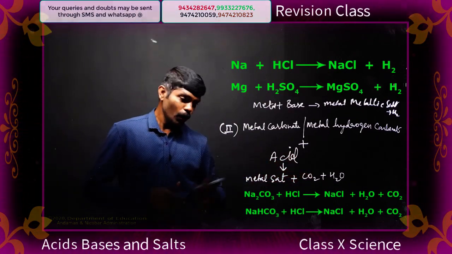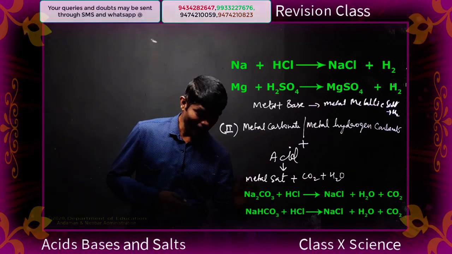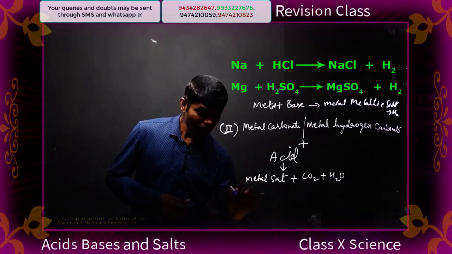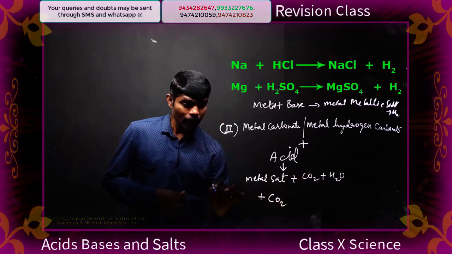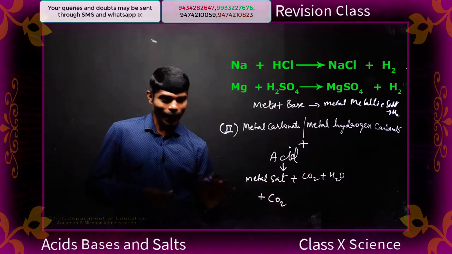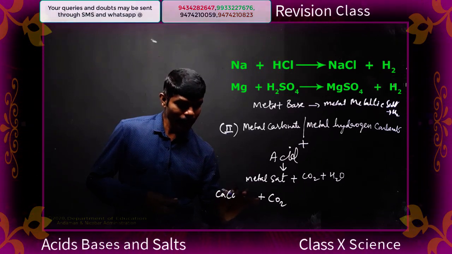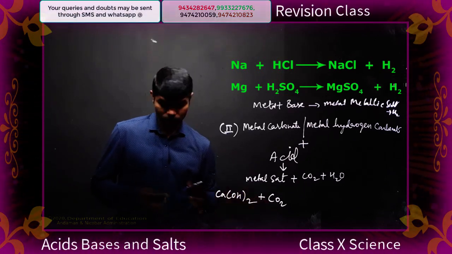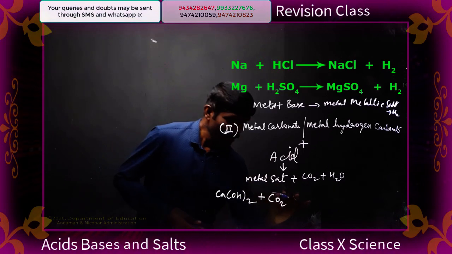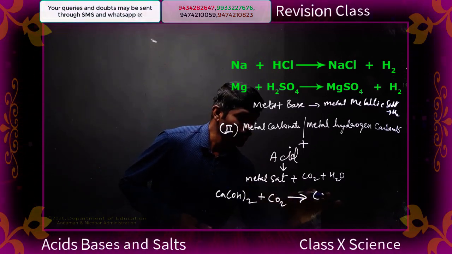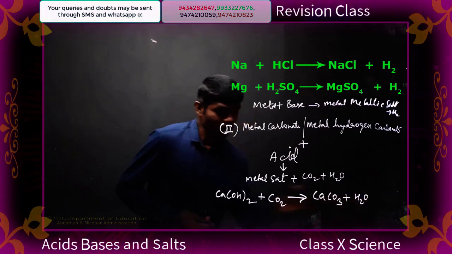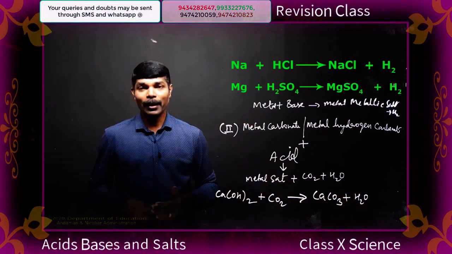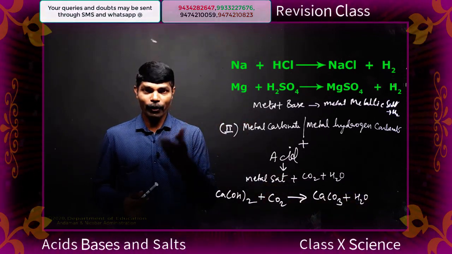How can we prove it? Let us take an example. When the evolved carbon dioxide gas is passed through freshly prepared calcium hydroxide, that is lime water, calcium hydroxide is also known as lime water, then the lime water turns milky due to the formation of calcium carbonate. Got it, children? Calcium carbonate is also known as chuna, we call it, right?